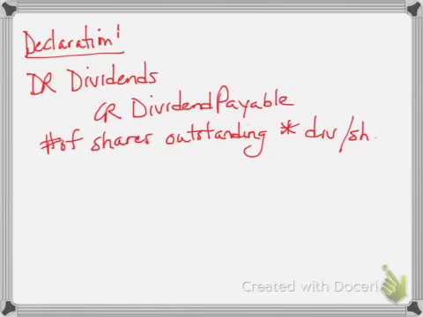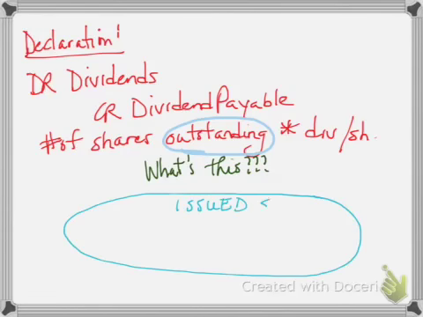Now we're at the point where we're actually going to try and calculate that. So it's number of shares outstanding times the dividends per share. What do we mean by shares that are outstanding? This is not like, ooh, these are the awesome shares that get dividends. Outstanding doesn't mean that they're wonderful. It just means something else.